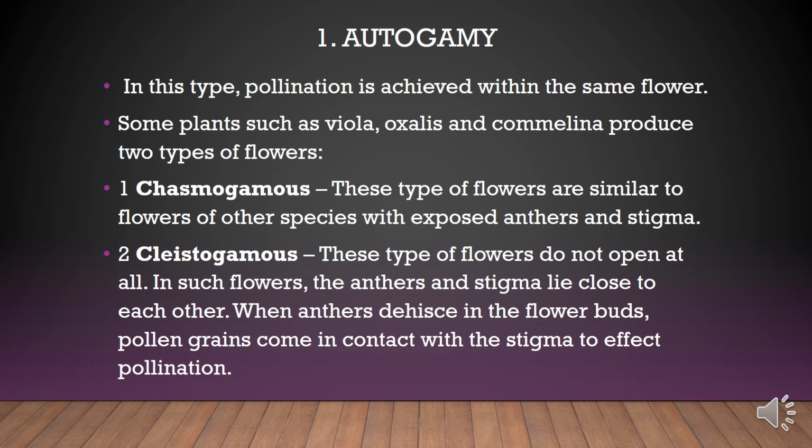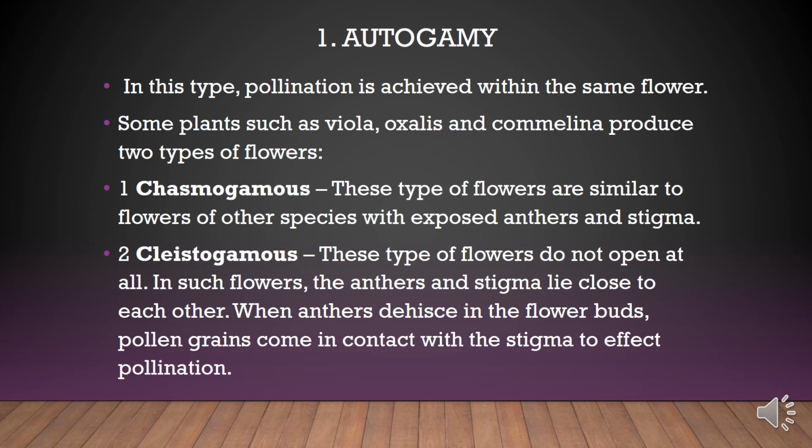the same flower. Autogamy in such flowers requires synchrony in pollen release and stigma receptivity, and also the anthers and the stigma should lie close to each other so that self-pollination can occur. Why? Because if the time of release of pollen grains and the time of receptivity of the stigma are different, fertilization does not occur. So in this type of pollination, synchrony is very important.